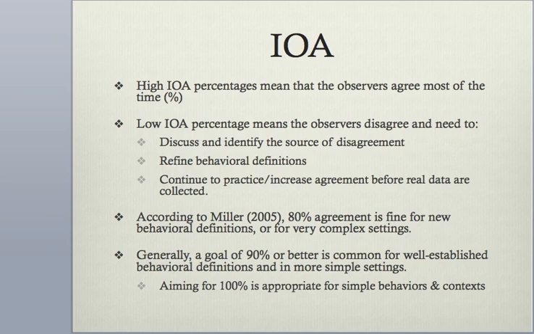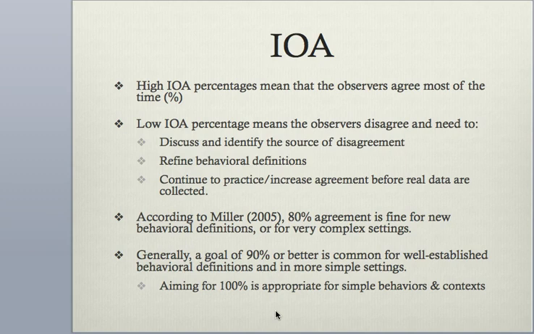the amount of percent agreement that is acceptable depends on several factors. When the definitions that you're using are relatively new and have not been used very often in the literature, when behavior happens very, very rapidly, when the settings are very complex, when you have lots of factors making data collection difficult, 80% agreement is considered acceptable.